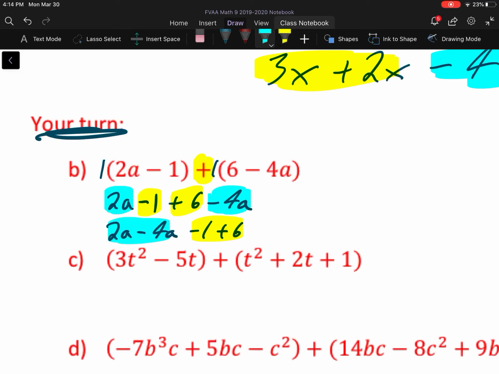You can go ahead and go directly into the answer by adding the two like terms together. You don't have to do this step here. I'm just doing it to show you guys clearly. 2a minus 4a is negative 2a, and negative 1 plus 6 is positive 5, and that is your final answer.